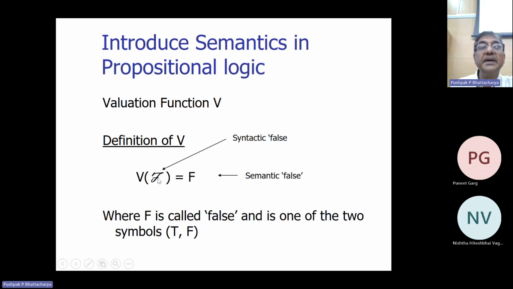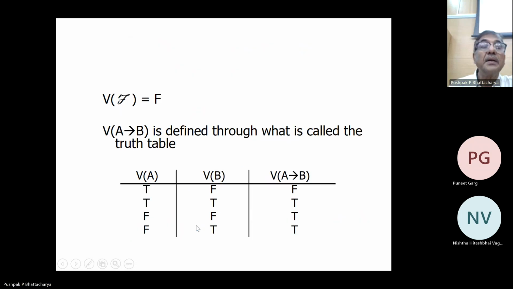Gothic f is a symbol of the formal system, and Roman f is the value of that Gothic f symbol. So one is in the syntactic world, the other is in the semantic world. Roman f is called false and is one of the two symbols T and F. So V of Gothic f is Roman f.